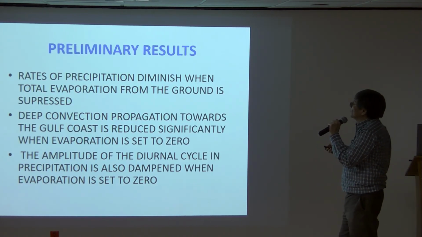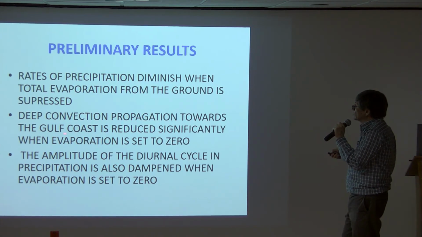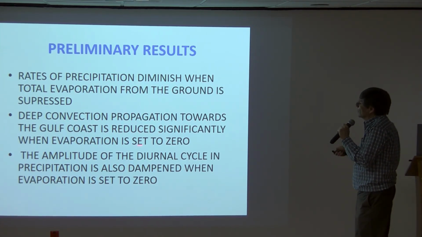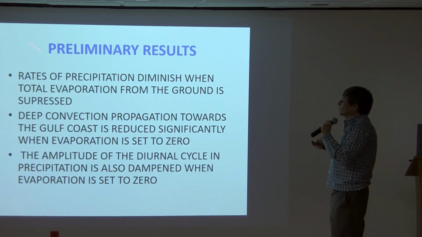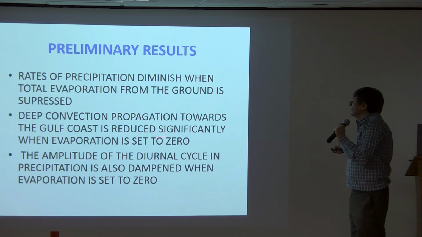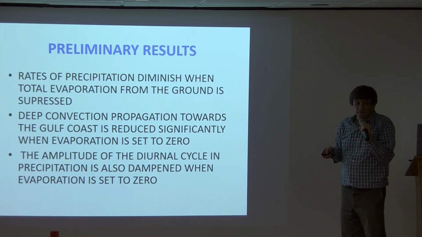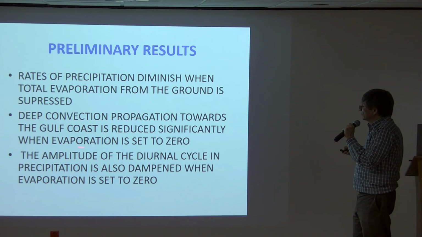Rates of precipitation diminish when total evaporation from ground is suppressed. Deep convection propagation towards the Gulf Coast is reduced significantly. Please take this conclusion with a grain of salt, because we are still working on it. But we wanted to see something, and that's the problem of researchers. Sometimes we want to see what we want, but it's hard for us to see reality.